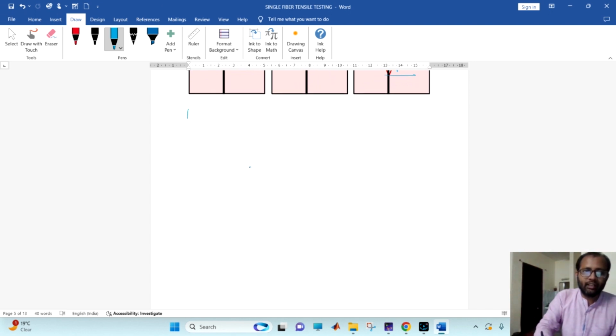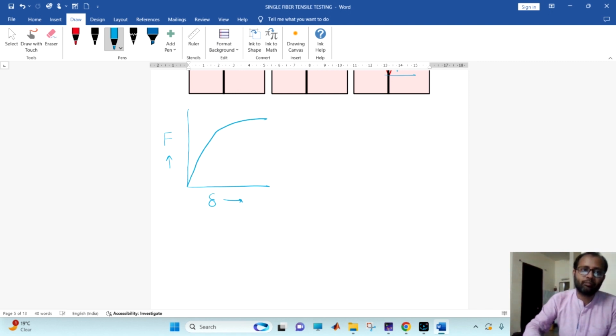After doing the tensile testing, what is going to happen? I will get the force versus displacement curve. This curve is for the 50 mm gauge length. From here I will get the K50, the stiffness for the 50 mm gauge length, that is F50 by delta 50.